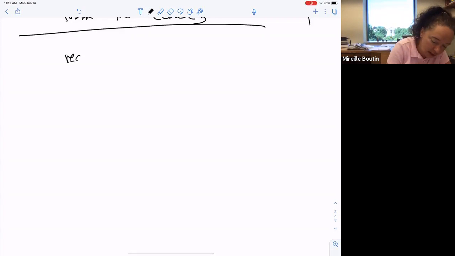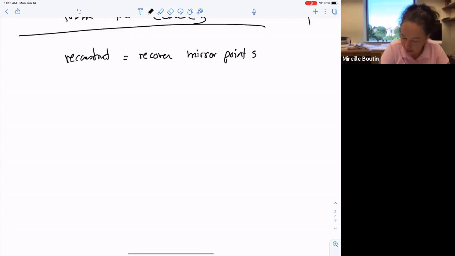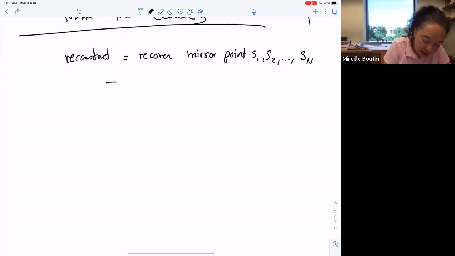So reconstruct is recover the mirror point S for the first wall, the mirror point S for the second wall, and so on. You want the mirror points for each wall. And this will actually give you the normal to each wall.